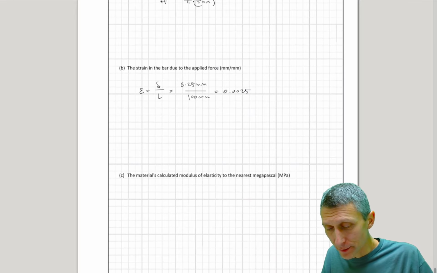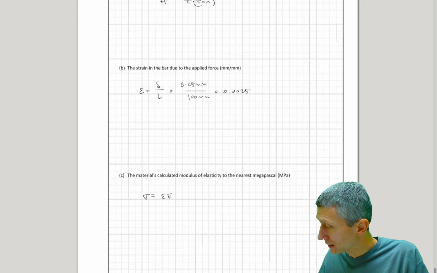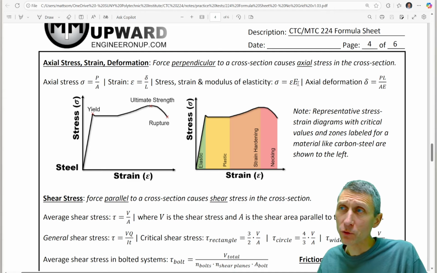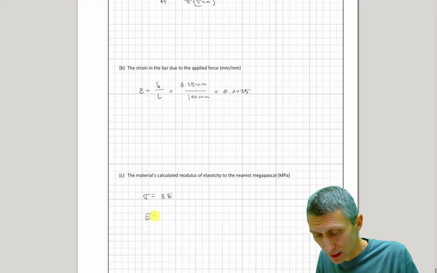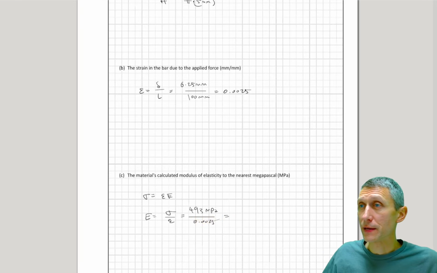And then lastly here, the modulus of elasticity. If we remember this formula here, stress equals epsilon E. So if we want to solve for E, we need to divide both sides by the strain. This means E equals stress over strain, and specifically we got 493 megapascals divided by 0.0025, which is going to be our modulus of elasticity.